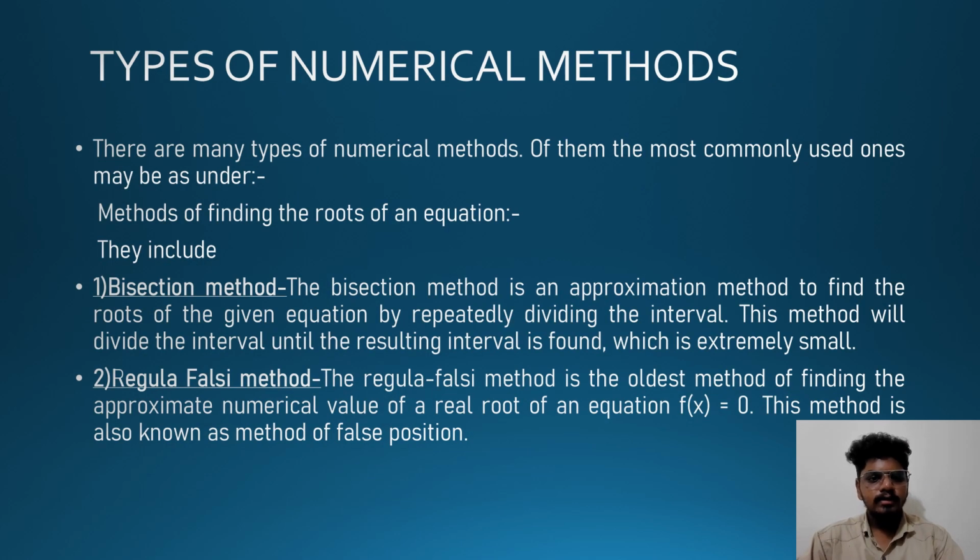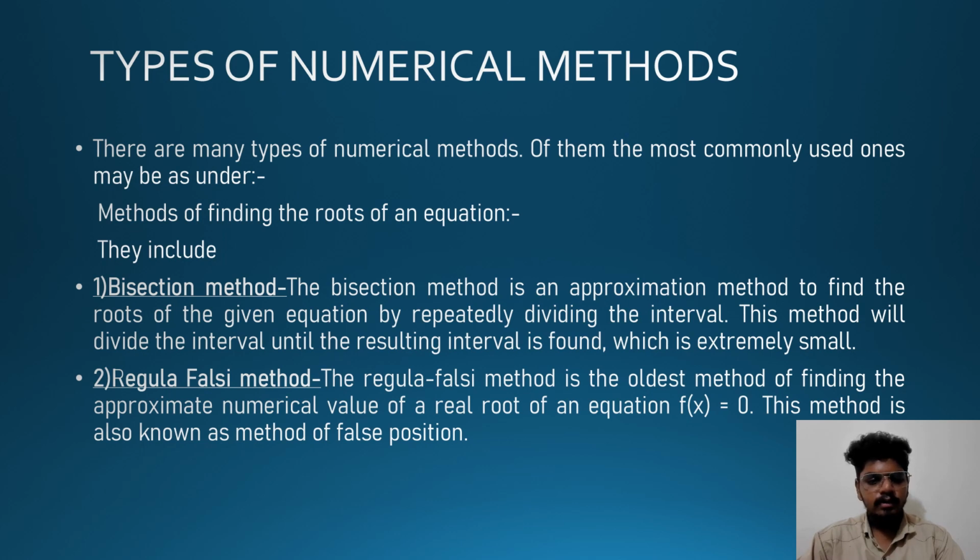The next slide is types of numerical method. There are many types of numerical methods. Of them, the most commonly used ones may be as under. Methods of finding the roots of an equation. They include the bisection method. The bisection method is an approximation method to find the roots of the given equation by repeatedly dividing the interval. This method will divide the interval until the resulting interval is found, which is extremely small.